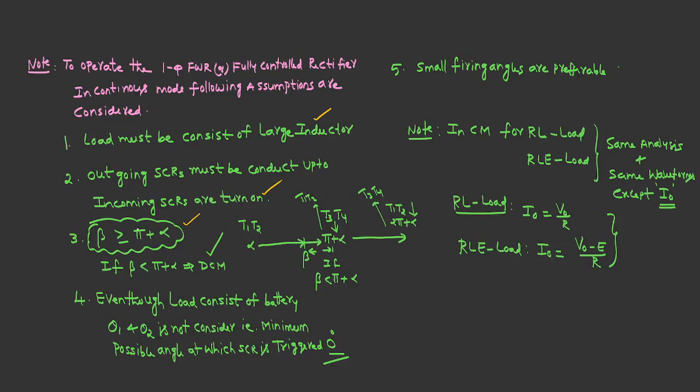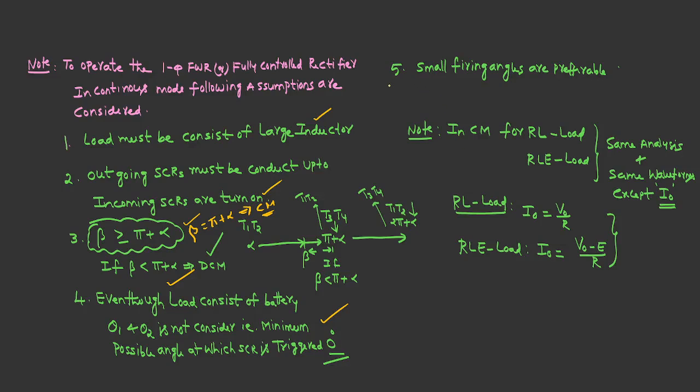That is, the minimum angle of beta is pi plus alpha. If beta equals pi plus alpha, it is a continuous mode. If beta is less than pi plus alpha, it is a discontinuous mode. Even though the load consists of a battery, there is no concept of theta 1 and theta 2. If you consider theta 1, theta 2, it becomes a discontinuous mode. But you have to operate in continuous mode. That's why there is no concept of theta 1, theta 2. In continuous mode, even though the load consists of a battery, the minimum angle at which SCR is triggered is 0 degrees. You can also trigger at 0 degrees.